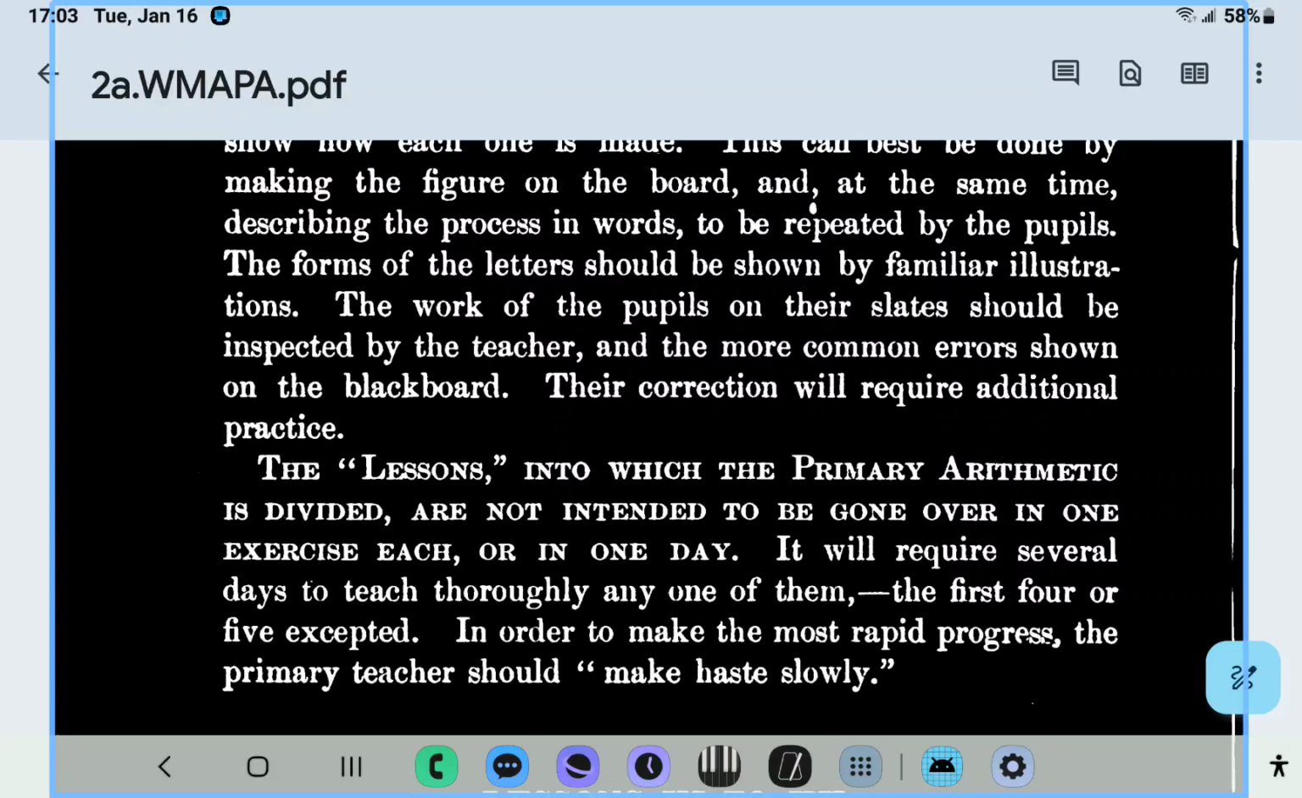The lessons into which the primary arithmetic is divided are not intended to be gone over in one exercise each or in one day. It will require several days to teach thoroughly any one of them, the first 4 or 5 excepted. In order to make the most rapid progress, the primary teacher should make haste slowly. Lessons 12 to 20. Addition and subtraction with numbers not exceeding 10. The object of these lessons is to teach the addition and subtraction of numbers with amounts and minuends not exceeding 10.